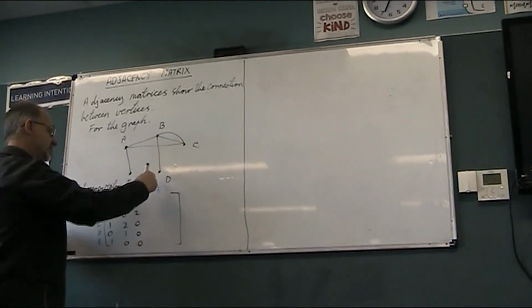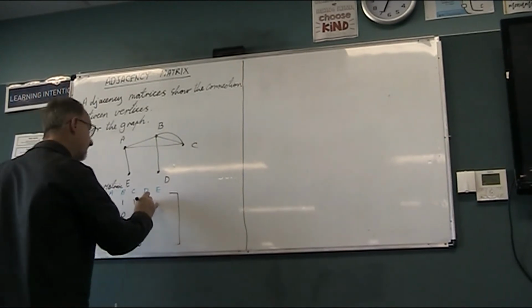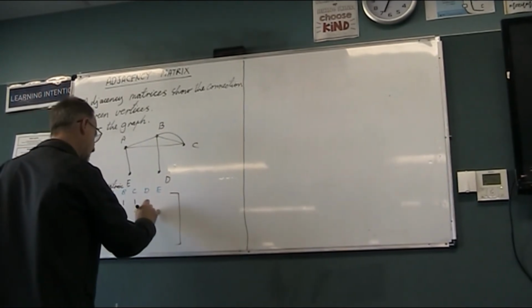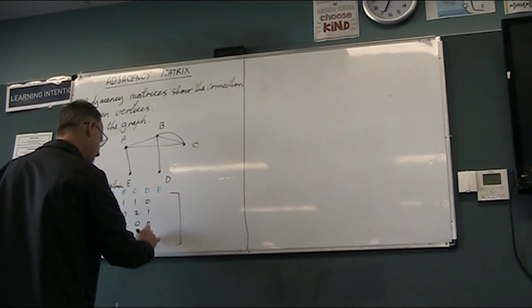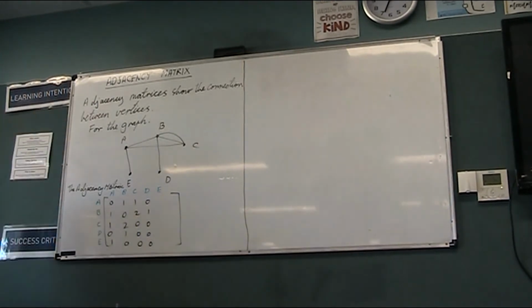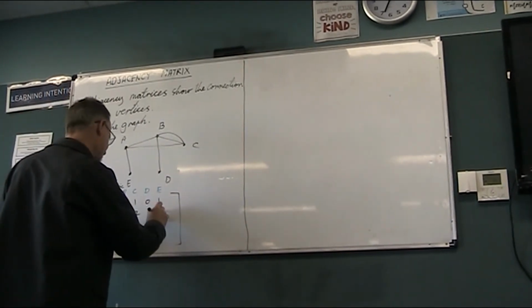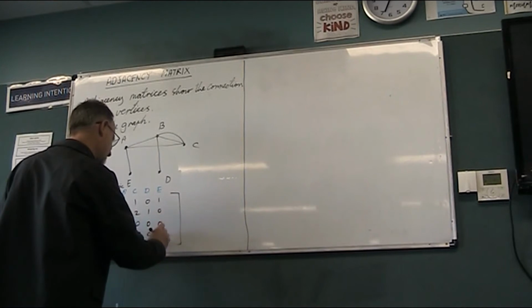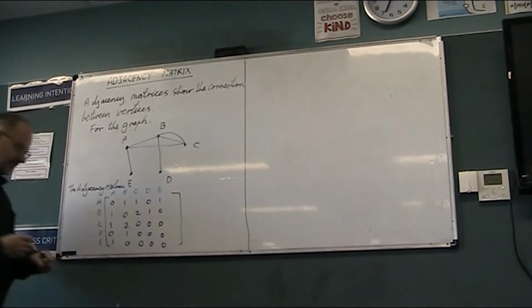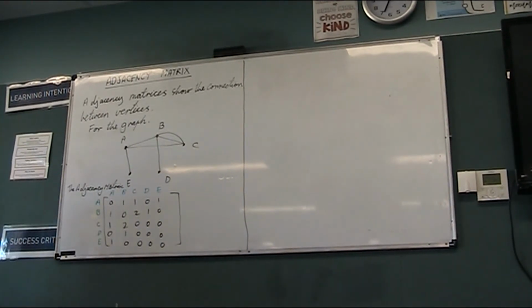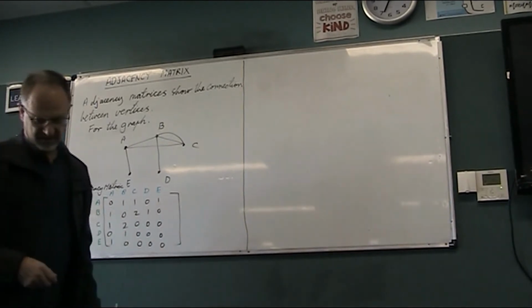Alright, then move to D. D doesn't connect to A, the only one it connects to is B, so all the rest will be zeros. And then E, the only one E connects to is A, and all the rest would be zeros. Alright.